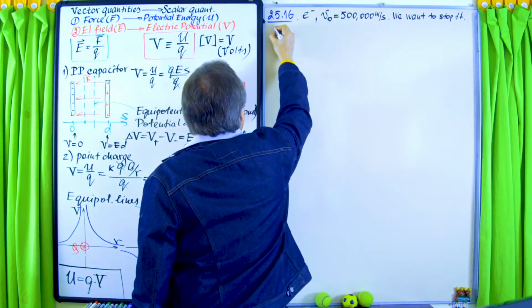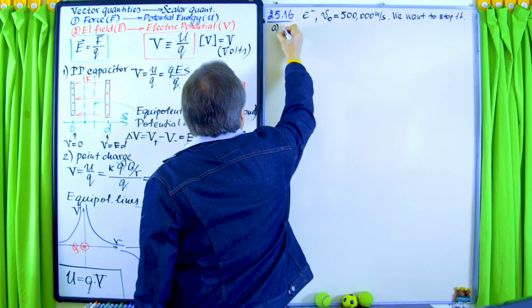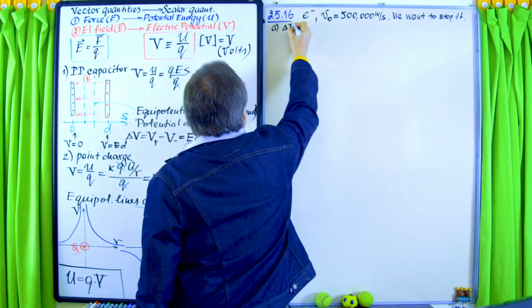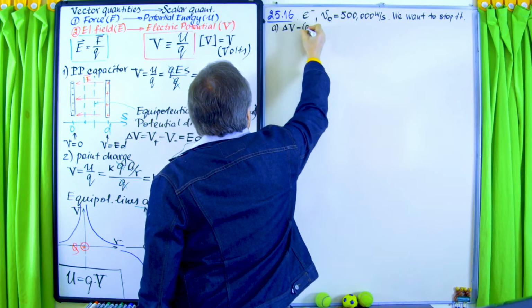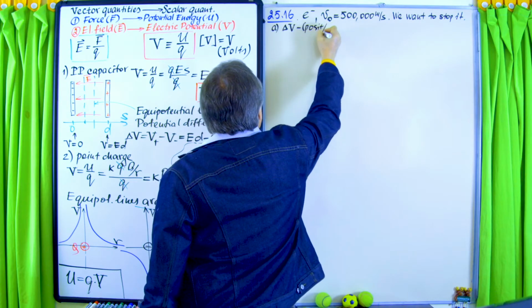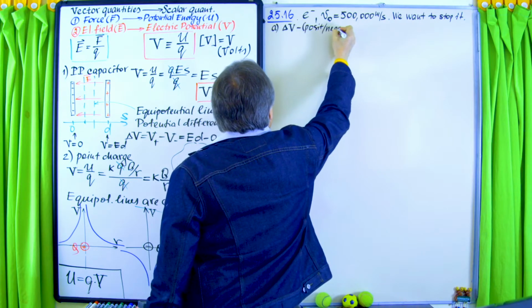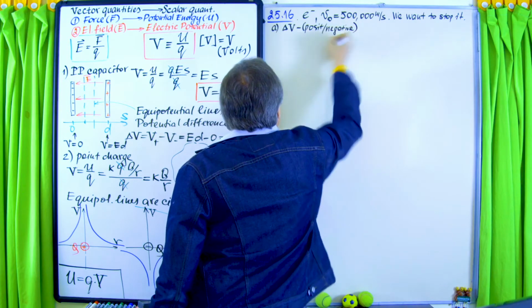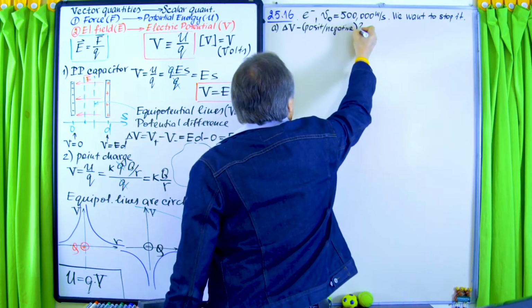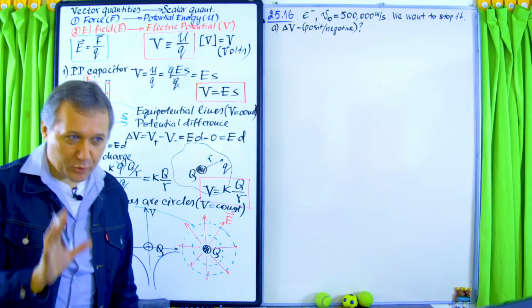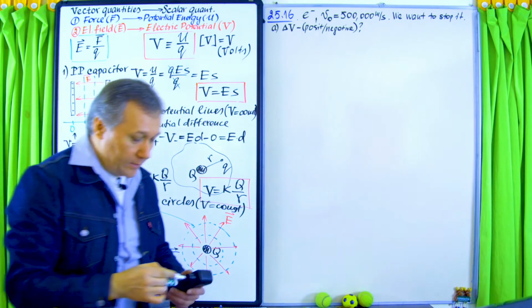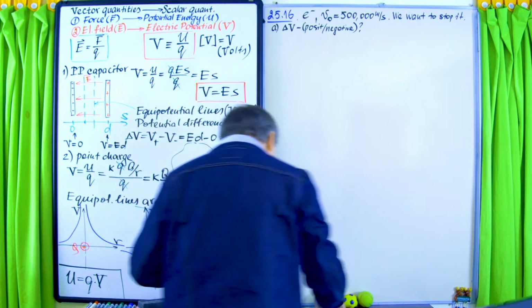In part A, let me draw part A. So delta V, should it be positive or negative? Positive or negative? I'll put a question mark. Now let me draw the picture, and then we'll start discussing.